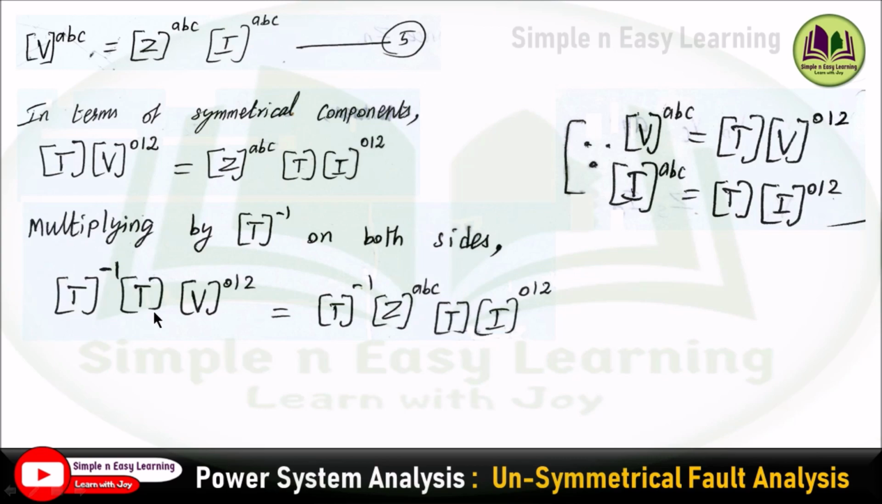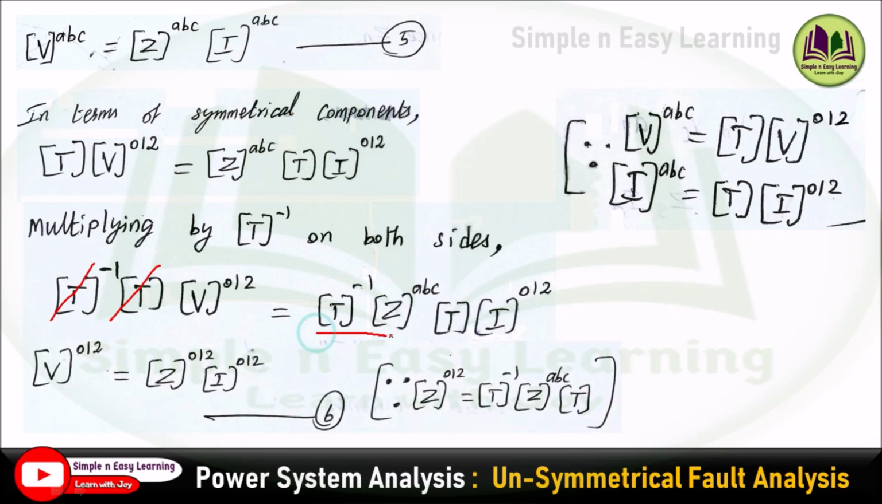So T inverse into T V012 equals T inverse ZABC T I012. Here the T and T inverse get cancelled, so you will get V012, the symmetrical component of voltage, equal to T inverse ZABC into T into I012. So this term will be equal to Z012. The product of the transformation matrix inverse, ZABC, and the transformation matrix is your Z012.